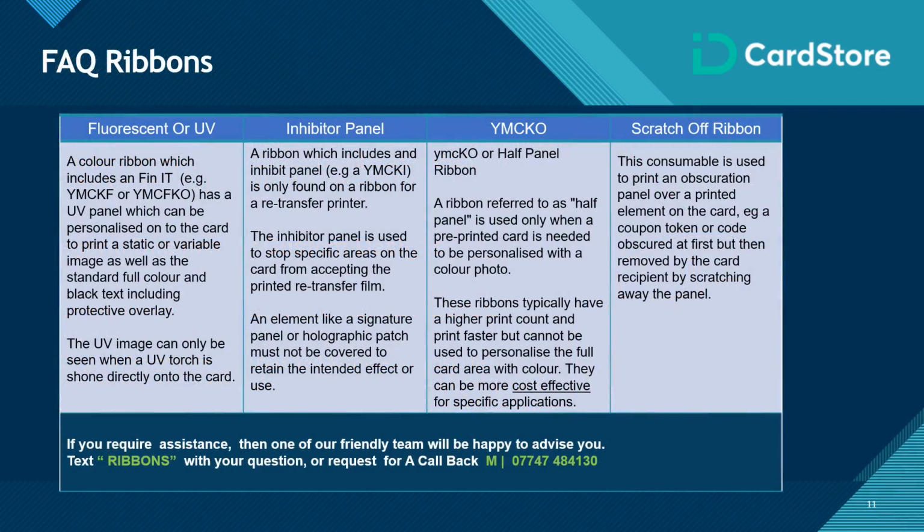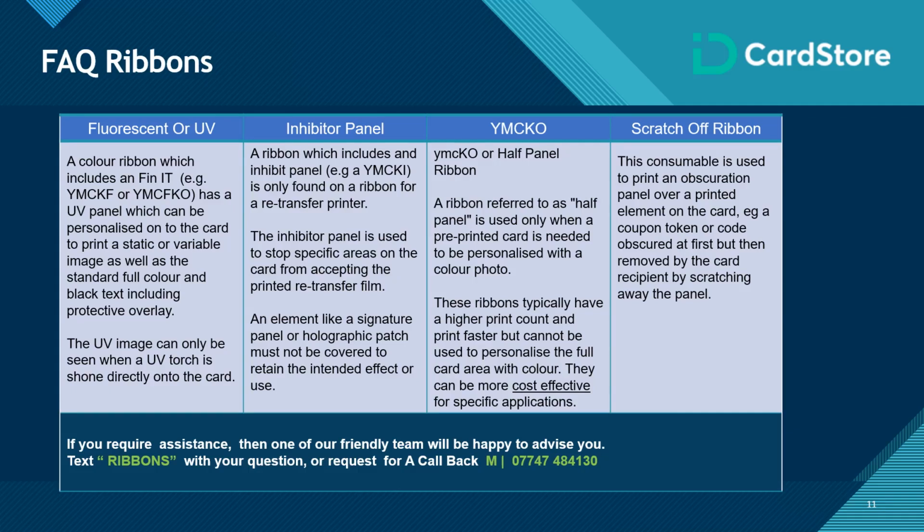Fluorescent or UV. A color ribbon which includes a fluorescent panel, for example YMCKF or YMCFKO, has a UV panel which can be personalized onto the card to print a static or variable image, as well as the standard full color and black text including protective overlay. The UV image can only be seen when a UV torch is shone directly onto the card.